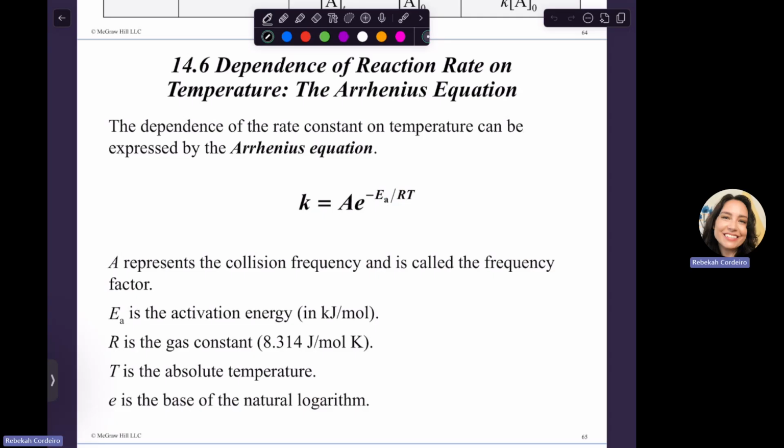Hi, this is going to be for Chem 102. We're going to talk about section 14.6, which is all based on this equation called the Arrhenius equation. The Arrhenius equation has a couple of pieces.